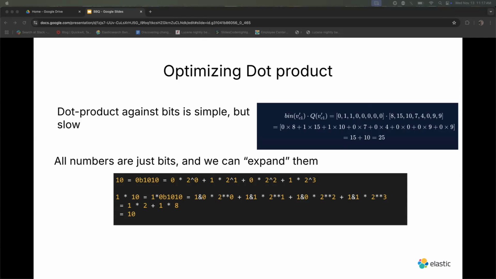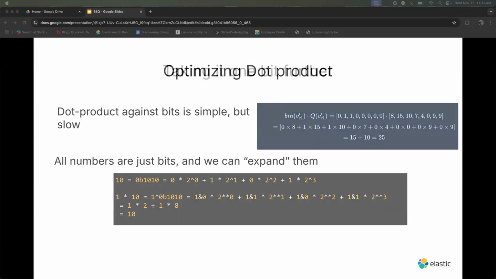All numbers in a computer are just bits. And since we're scalar quantizing, it's very simple ones and zeros. There's not floating point or anything. We don't have to worry about a mantissa, exponent, and so on. We have ones and zeros. So for a 10, that is 1, 0, 1, 0, right? If you expand that out, that's 0 times 2 to the power of 0, plus 1 times 2 to the power of 1, and so on, right? So you're bit shifting all the different individual bits, and you can expand it out. Well, if you expand it out and then apply the individual bits from your stored byte, lots of bits and bytes, you can optimize it.